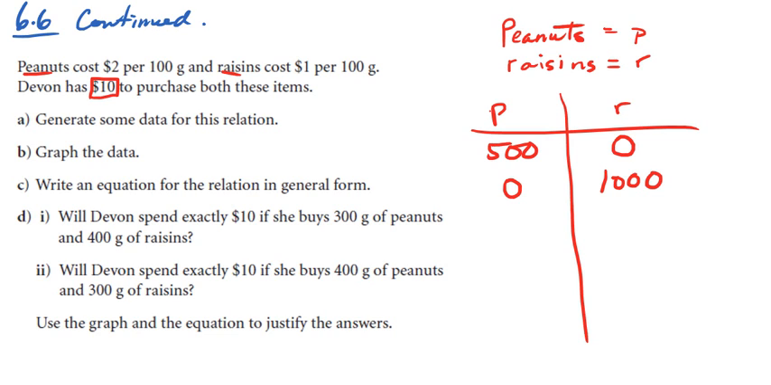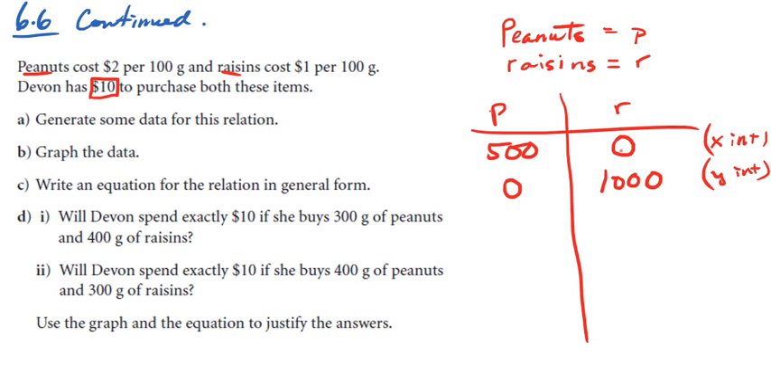Now, if you have to graph this relation, it's a good idea to have some intercepts. This is going to be like the x-intercept on the graph, and this is going to be the y-intercept on the graph. So when you're generating data, it might be a good idea to try those points first.